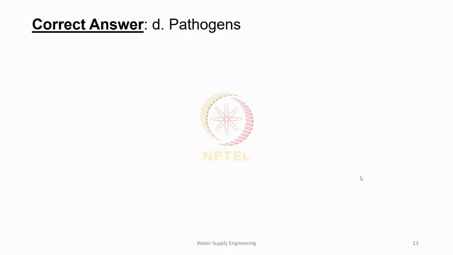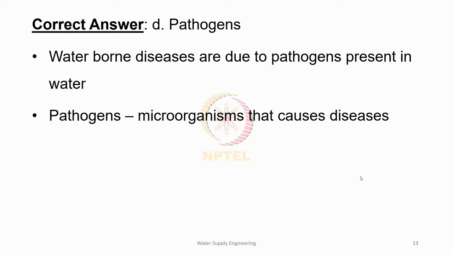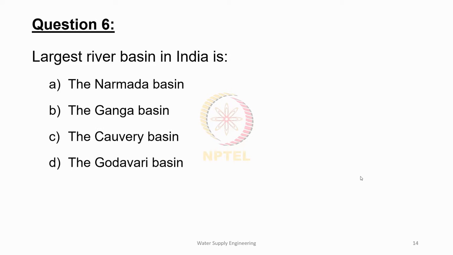Okay. So let's see what is the correct answer. The correct answer is option D, pathogens, as all of you have said. So now, what are pathogens? Pathogens are microorganisms that cause diseases. And waterborne diseases are caused due to the presence of these pathogens in water. All right. So we'll move on to the next question.